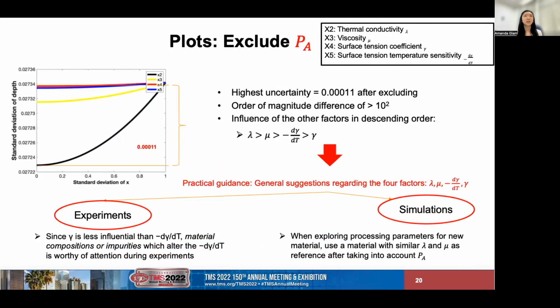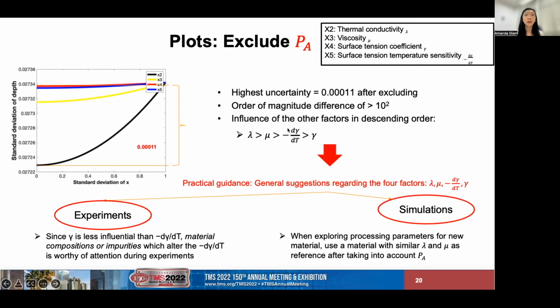And as we exclude the laser power absorption to study the effects of other factors, we see that the next highest uncertainty is 0.00011, which is an order of magnitude of 100 less than that of the laser power absorption. So we see the laser power absorption really does have a dominating influence. And this is the order of influence of the remaining 4 factors and some of the general suggestions regarding them.